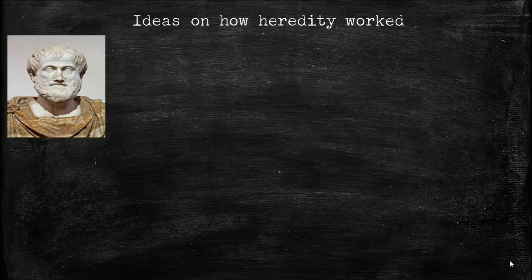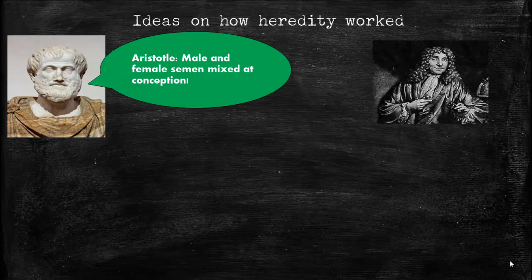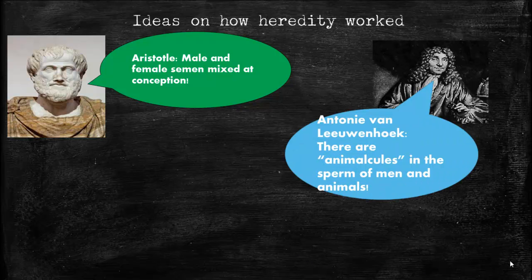There are many studies and ideas on heredity that evolved over the years. The following are only some of them. Aristotle proposed that male and female semen makes a conception. Antony van Leeuwenhoek said that there were animalcules in the sperm of men and animals. A lot of people who made theories had the right ideas, but no right experiment or evidence to prove their theory.